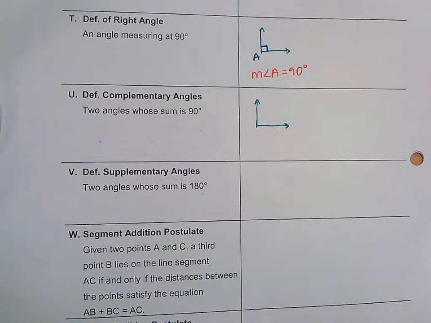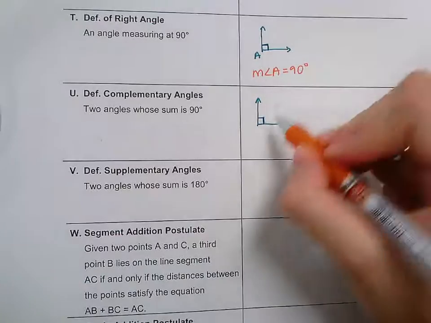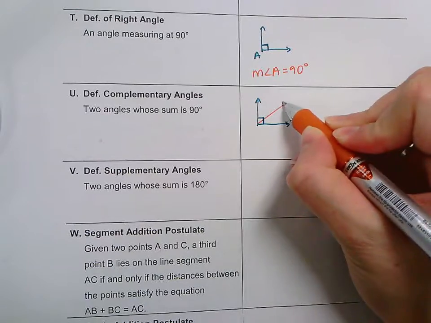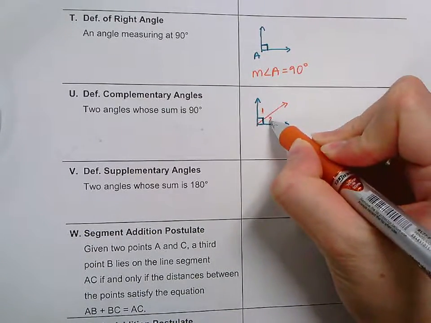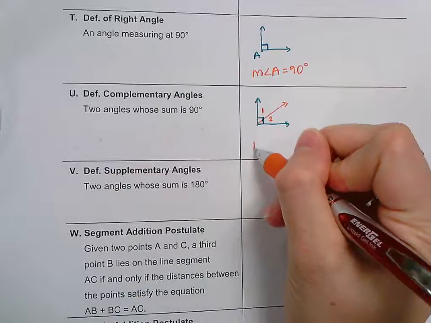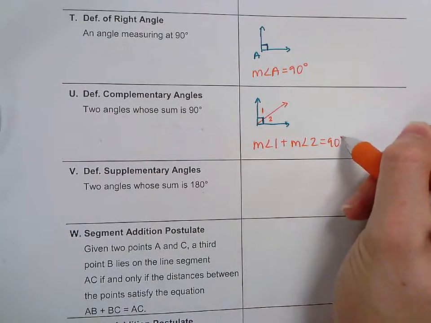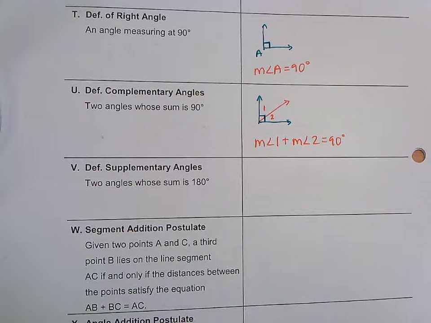Okay, two angles whose sum is 90. Say I have this picture here. I have this other ray coming out, and this is angle 1, this is angle 2. Not necessarily a bisector, but based on that picture, since I know angle 1 and angle 2 combined are going to equal 90 degrees, I know they're complementary. So the measure of angle 1 plus the measure of angle 2 would equal 90 degrees. So they would be complementary.